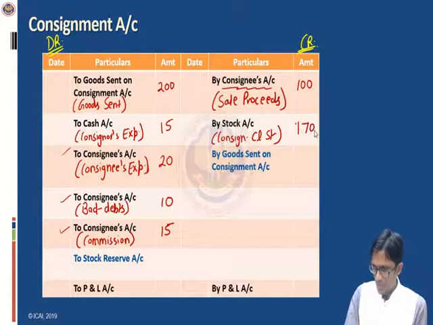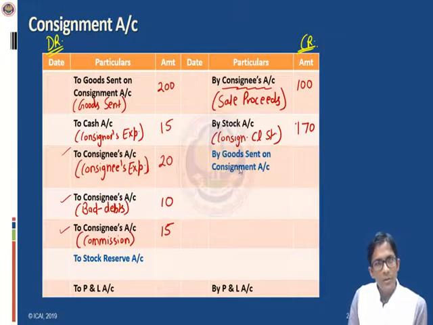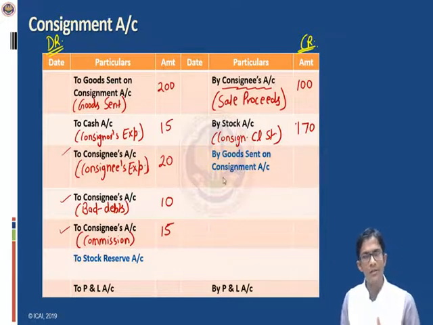Rupees 170. Now at this stage, again you can see under the stock entry a new entry known as by goods sent on consignment account. But again I will say right now please leave it.